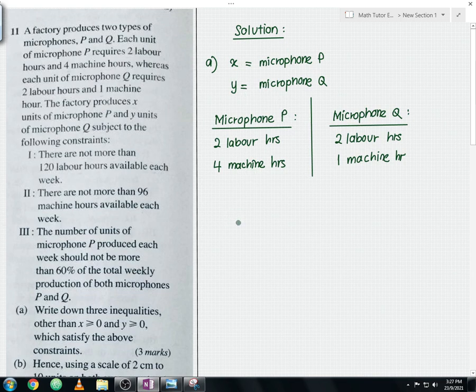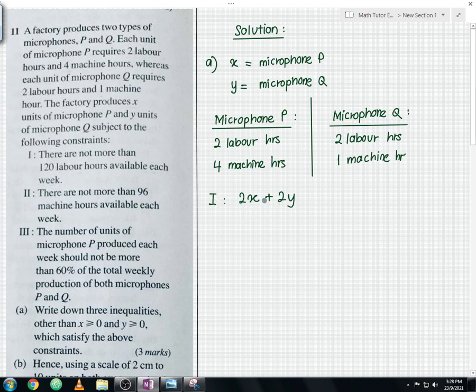So from here, our next step is to convert these constraints into linear inequality form. Let us begin with constraint 1. It mentioned here there are not more than 120 labor hours available each week. So from here, 2 times x for microphone P, plus 2 times y for microphone Q, and they mentioned not more than 120 labor hours. So that means it should be within 120 labor hours.